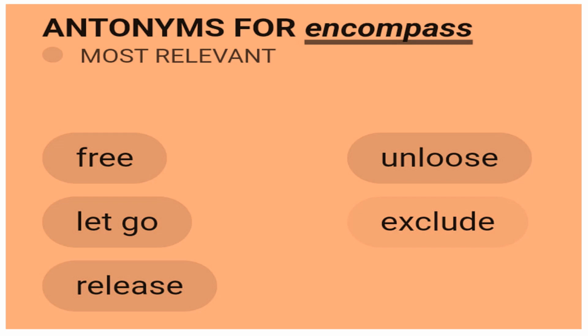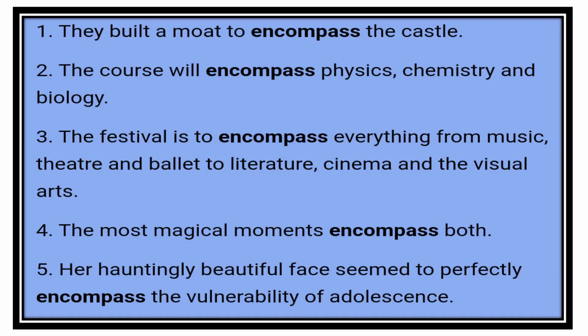You have learned the synonyms for the word encompass. So what are its antonyms? The most relevant antonyms for the word encompass are free, let go, release, unloose, exclude. So how can the word encompass be used in a sentence? Let's see the following examples. They built a moat to encompass the castle.